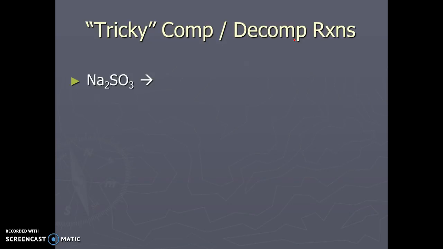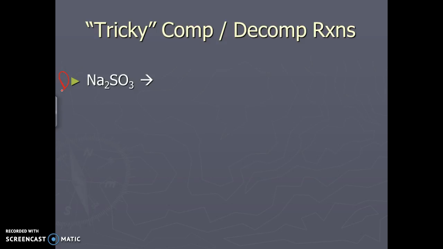Let's say I have sodium sulfite, and I want to know, what's going to go on the other side of the arrow? Just like we always do, the first question we have to ask ourselves is, what type of reaction is it? Well, I only have one reactant. Nothing else on that side of the arrow. So that narrows it down. There's only one reaction type where I only have one reactant, and that is decomposition reactions. So I know this is a decomp.